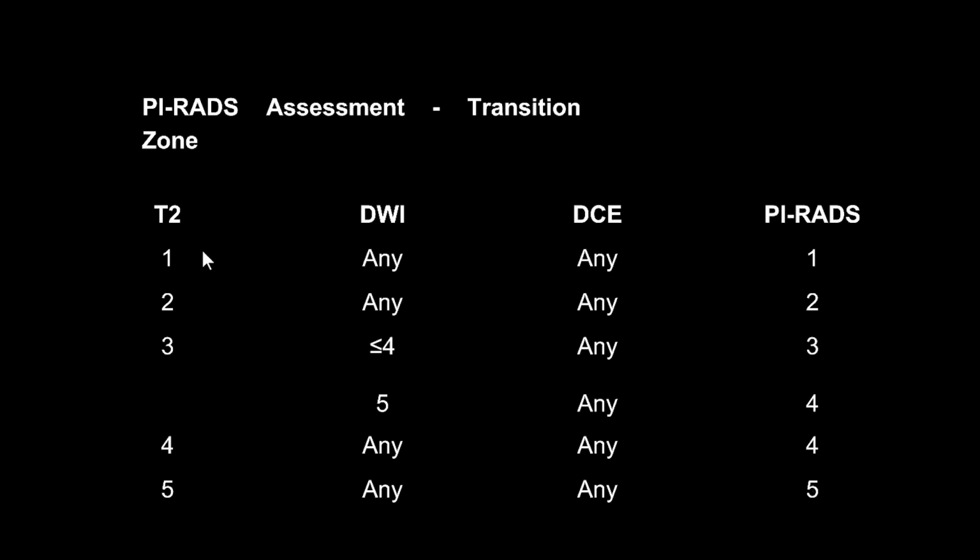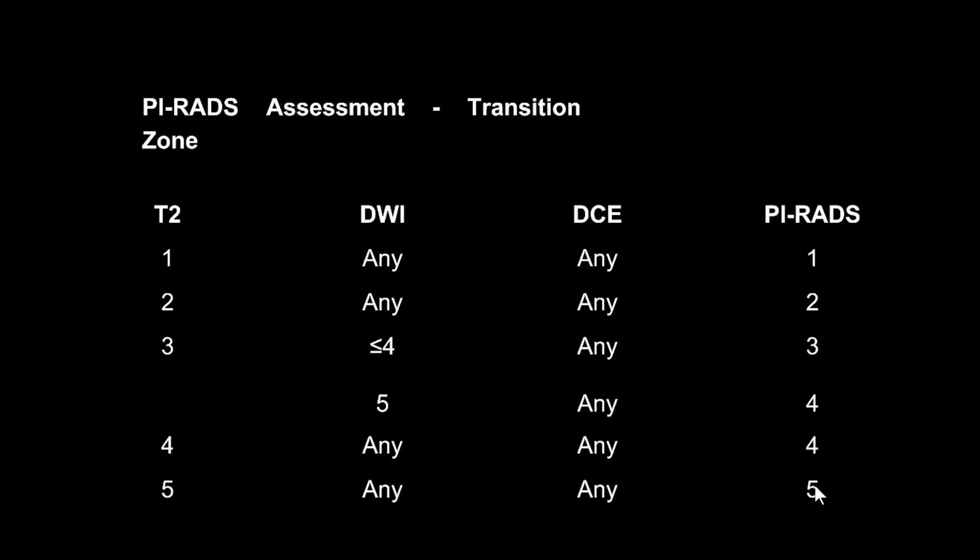The 1: homogeneous intermediate signal intensity in the transitional zone, TZ, or central region of the prostate. Doesn't matter what the diffusion character is or the DCE contrast enhanced MRI is. Then we've got a 5.